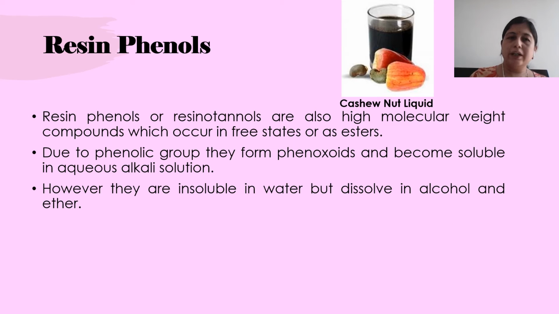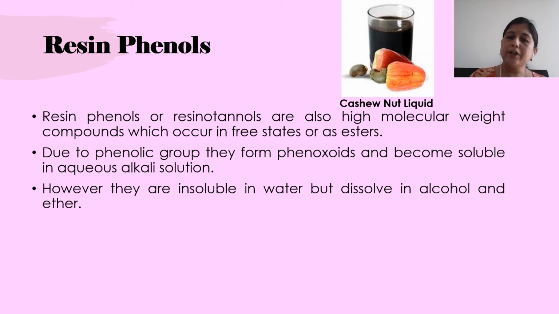The fourth category is of the resin phenols, which are a bit rare, but they do exist, and they are also known as resinotannols, and they are of high molecular weight. They exist either in free states or as esters. Due to the phenolic group, they form phenoxides and become soluble. Again, these are soluble in aqueous alkaline solution. But they are insoluble in water, but dissolve in alcohol and ether.